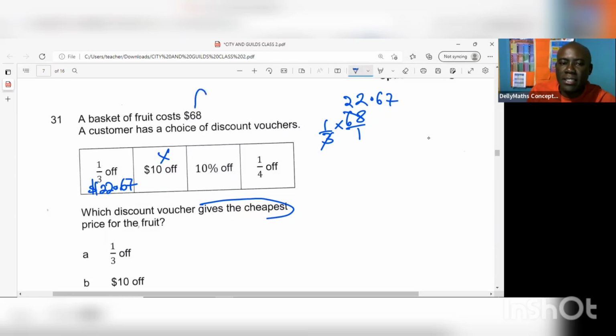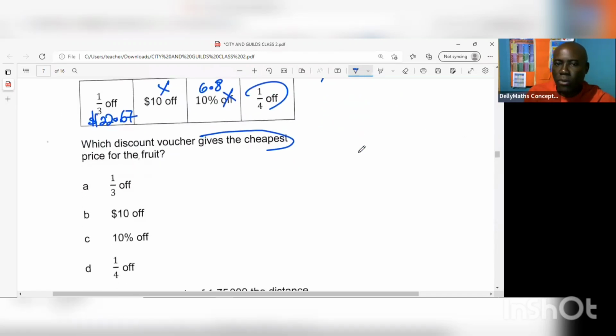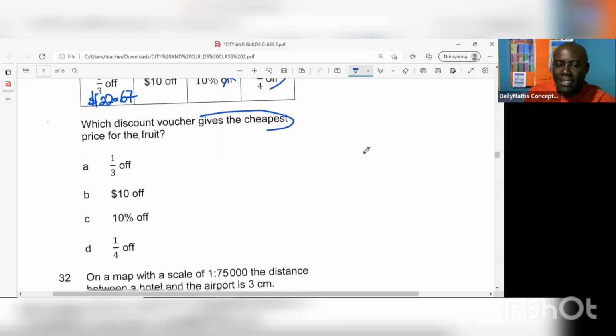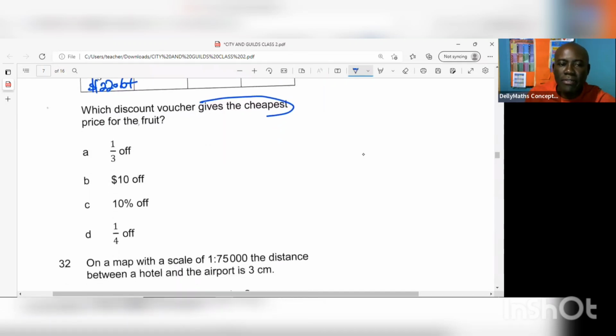10% of this is 6.8. So 10% is 6.8 off. So this is losing. And then a quarter is less than a third. So I don't have to work out a quarter, because a quarter is less than a third. So a third off is the cheapest discount. We'll get $22 off.